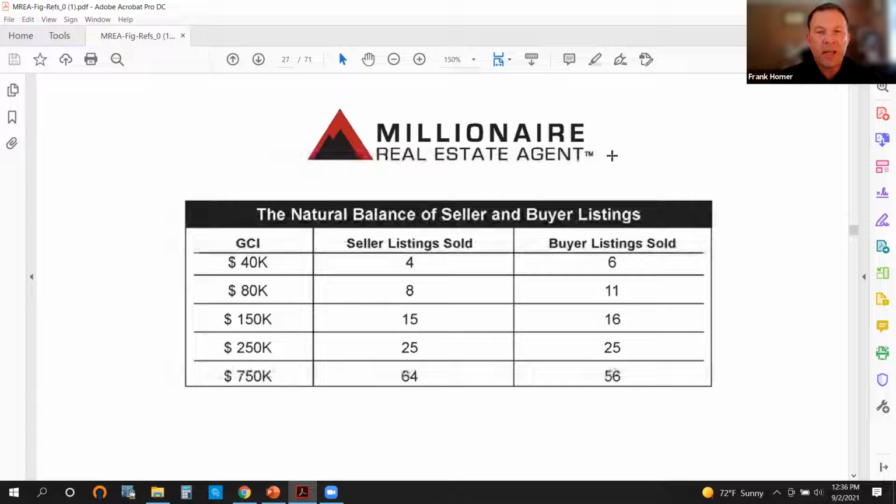Buyers obviously take a lot more time and effort. You're not going to be able to chase as many buyers, but focusing on the listings first, then you can pick up the buyers and work with them as well. The 250 mark is where the lines are pretty even. There's a little bit more discussion when you go up into some of the higher numbers there. You see at 750, it's flipping a little bit more, 64, 56.